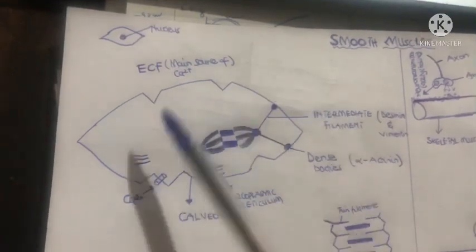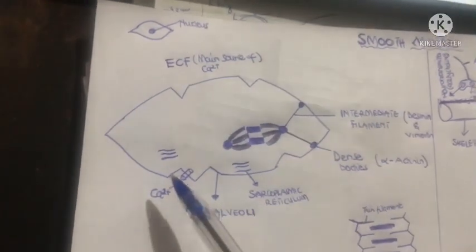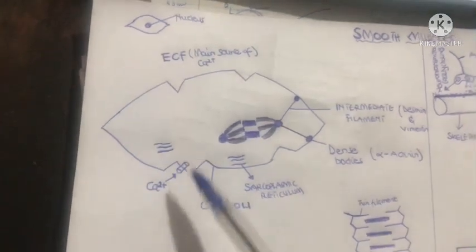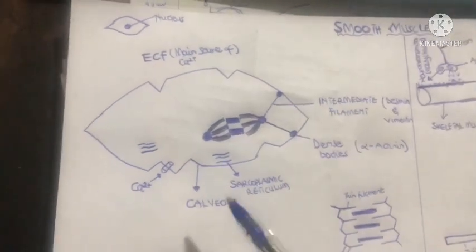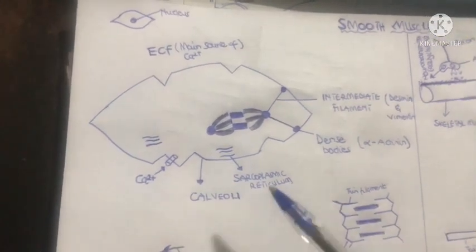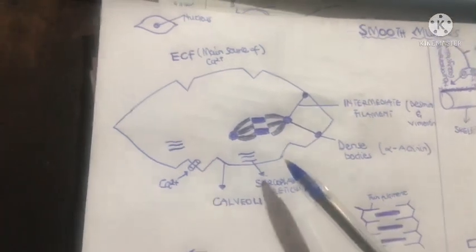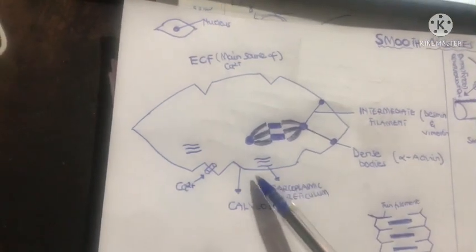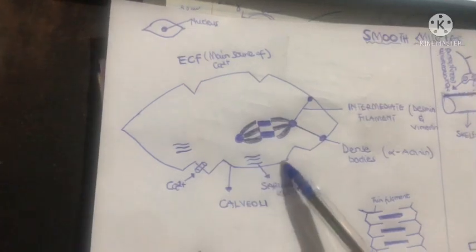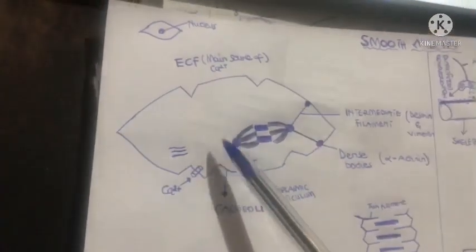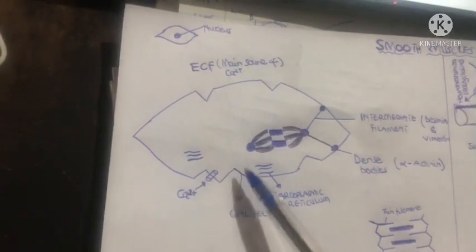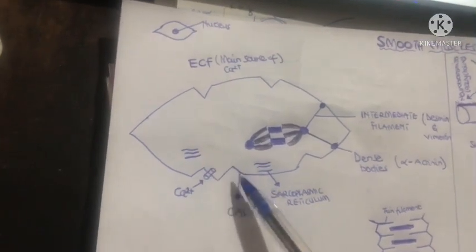Looking at the surface of the smooth muscle, you can see that it has these invaginations, and these invaginations are called the caveolae. It is similar to the T-tubules in the skeletal muscle. This is their function: they conduct the impulses flowing on the surface of the smooth muscle into the cell. You understand? Into the cell, and they are rich in voltage gated calcium channels.